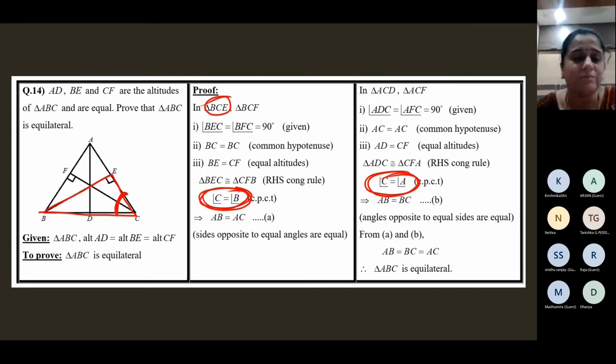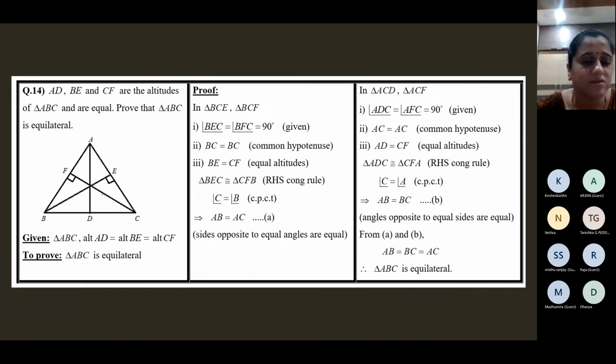Then angle B, where is angle B this time? This angle. See here, this angle. This one you all said, this triangle. One more thing I should say: to prove this, angle C is in triangle BCE. It's also in triangle ADC, correct?